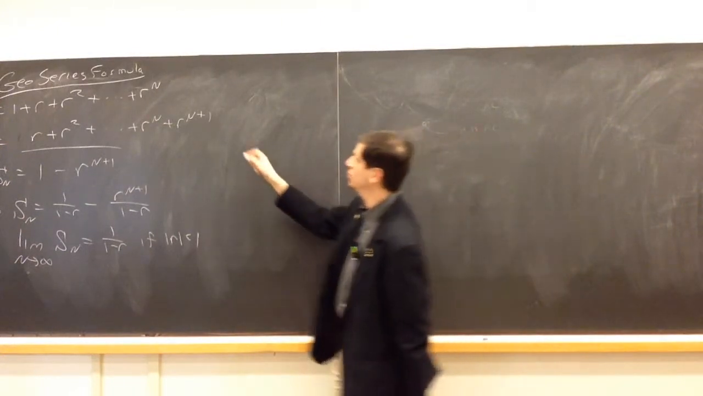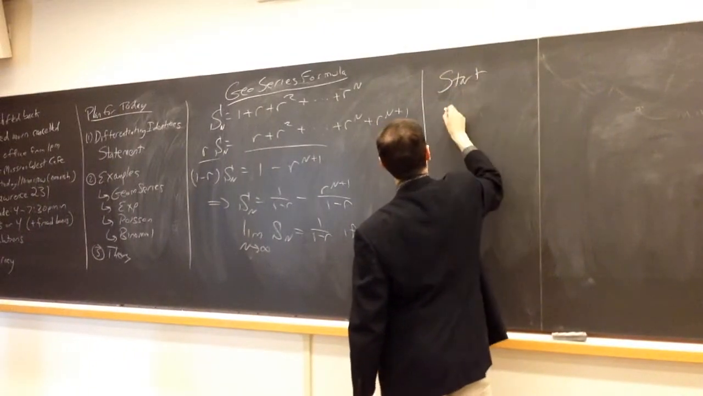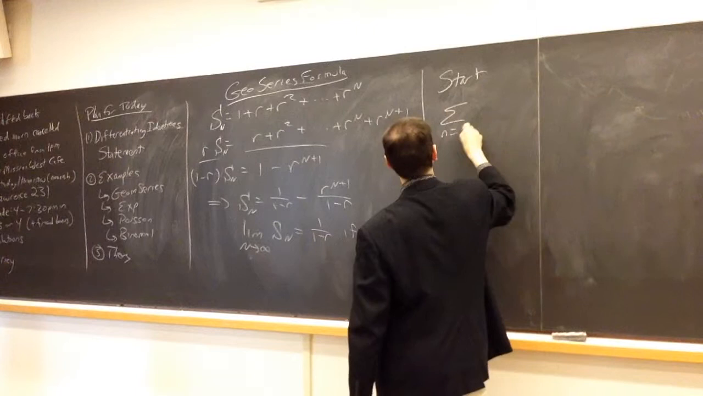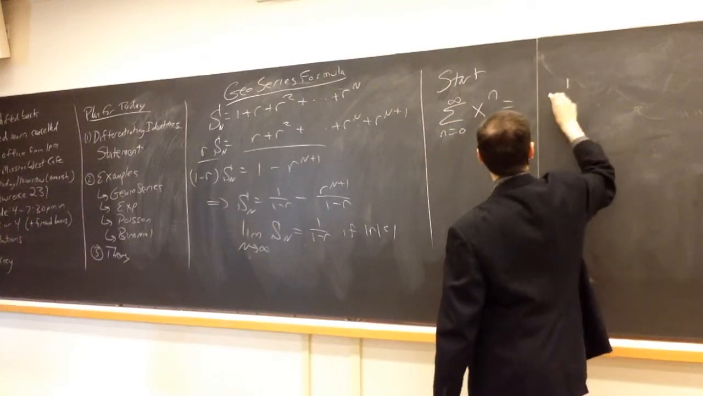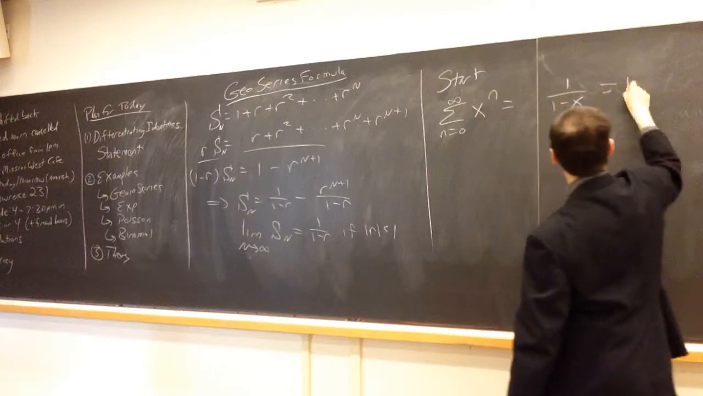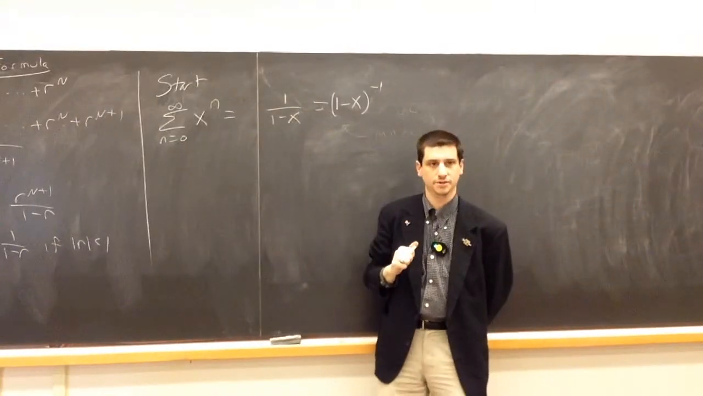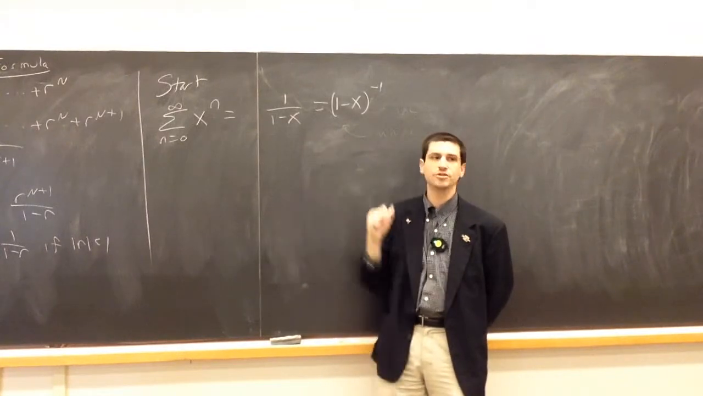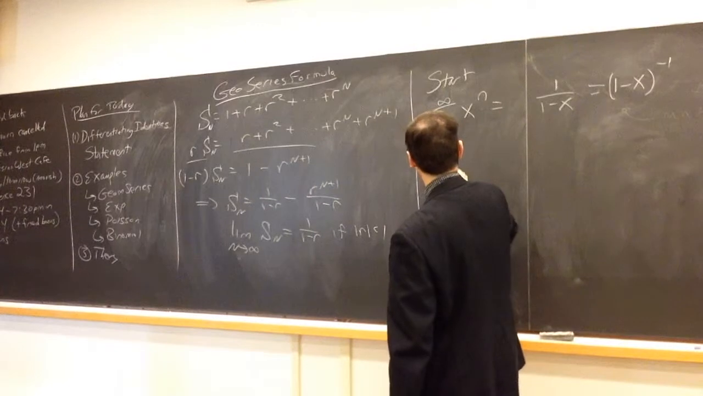So here's how differentiating works. You start with the following formula. Let's say we have the sum, n goes from 0 to infinity, of x to the n is 1 over 1 minus x, or I'll write it as 1 minus x inverse. So we have a really nice formula here. What I want to do is I want to differentiate both sides with respect to x. So I take d by dx of both sides.